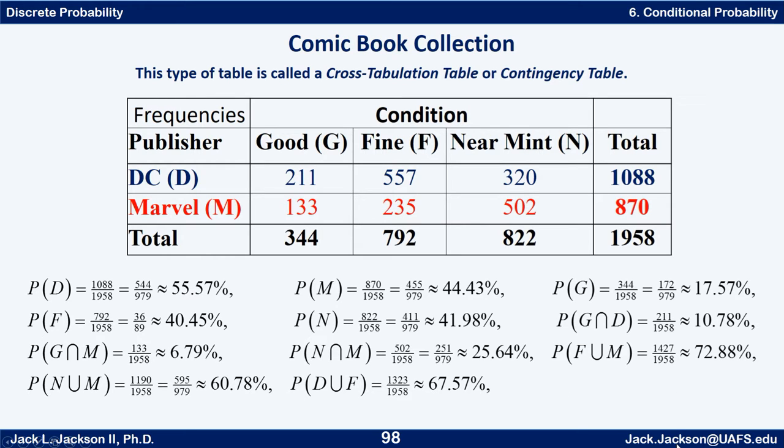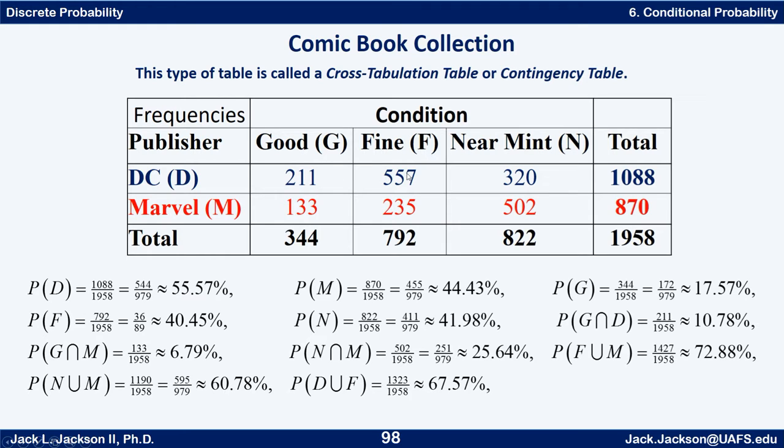Let me do one more. The OR probability is a union, so whether you call it the probability of D or F, or the probability of D union F, that's the same thing. So a DC, or fine. Those would be all the ones that are DC, these three cells here, plus the fine one here.